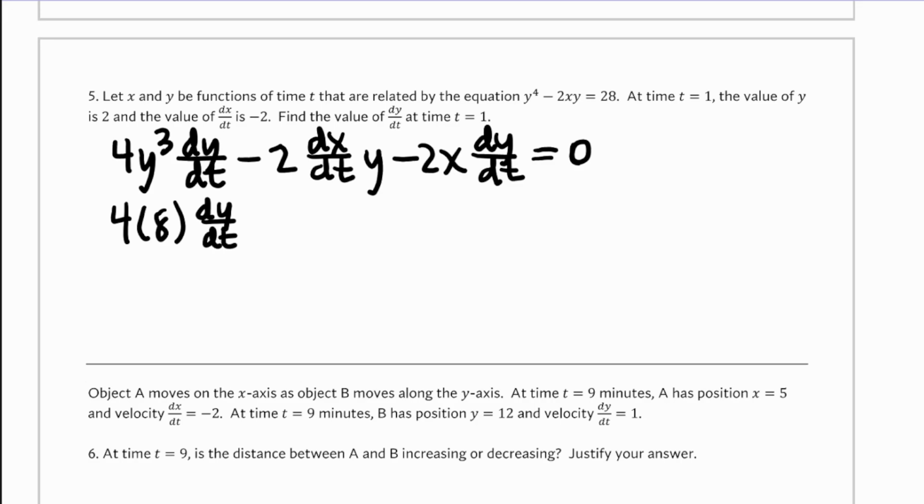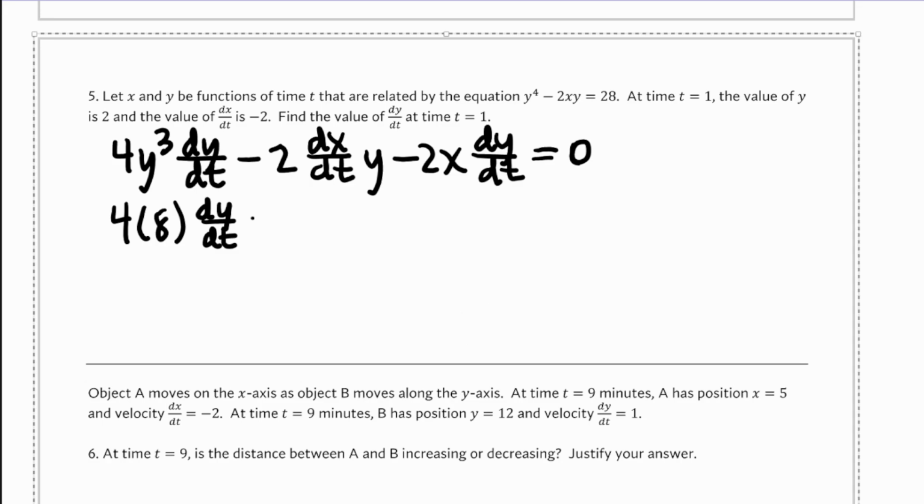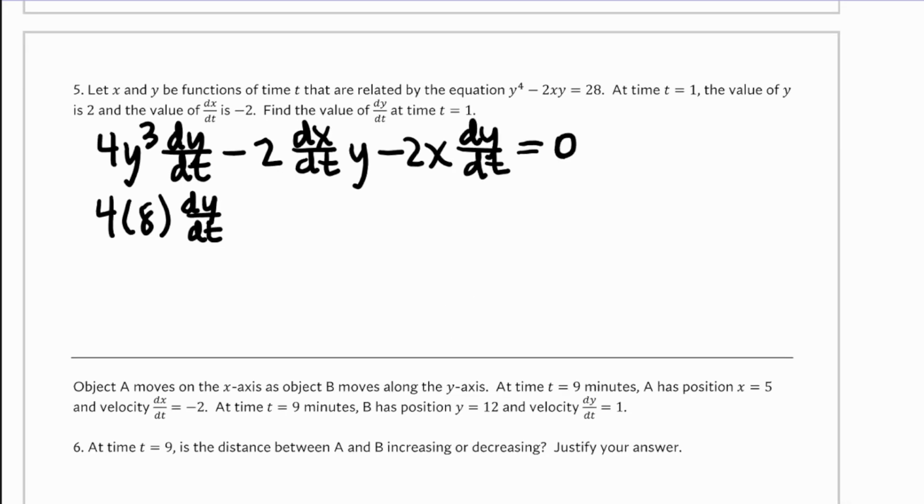Wait, we don't have dy dt, that's what we're hoping to solve. Minus 2 times dx dt, so that would be -2 times -2 would be +4 times y. And we don't, oh, we do have y, that's times 2. Yeah, I can work with that. Minus 2x, that's what I'm missing.